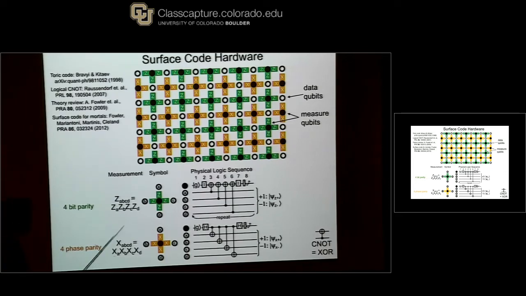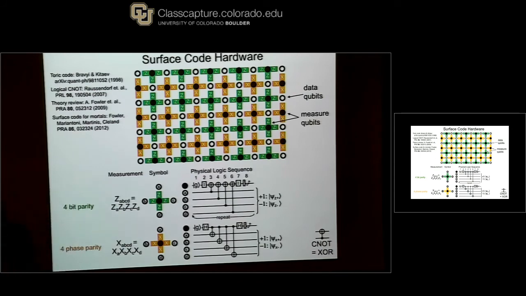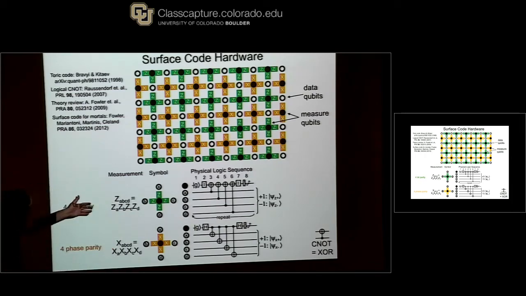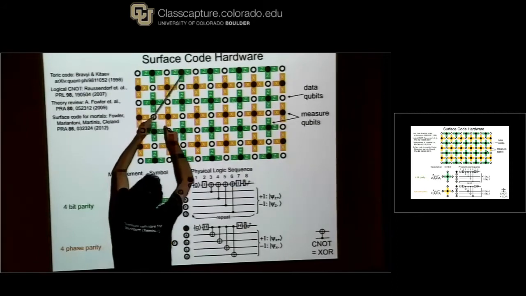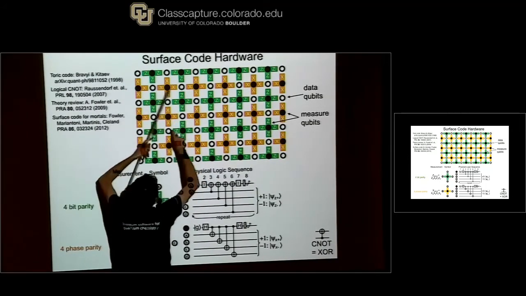So we're measuring bit parities, but instead of being 2 parities, it's on 4 states, either bit or phase. So measuring X or Z, or Z or X. Measuring Z, measuring X. And then those are going on the whole time. So you have these guys that are going around and measuring at the same time. This is measuring it, and this is measuring it.